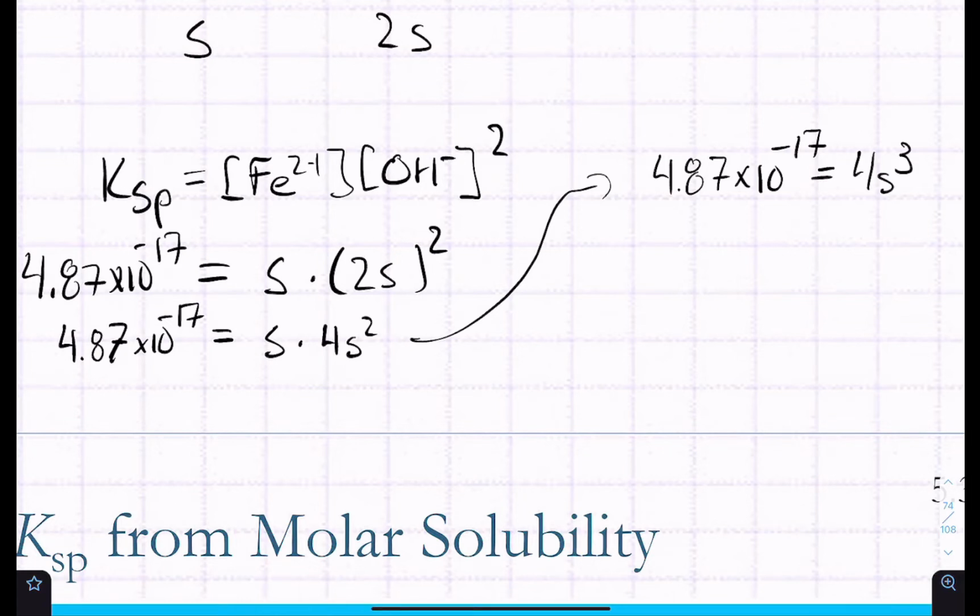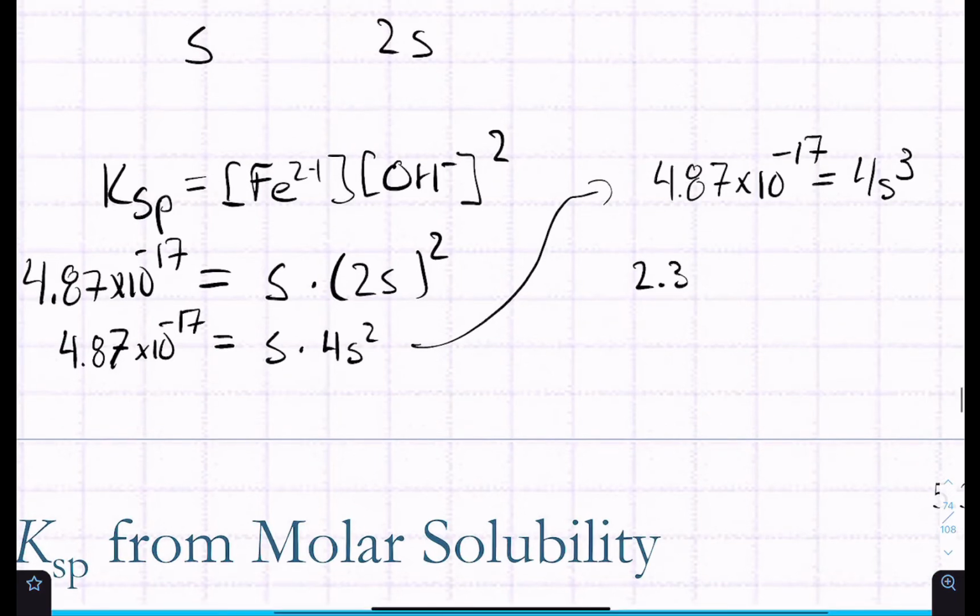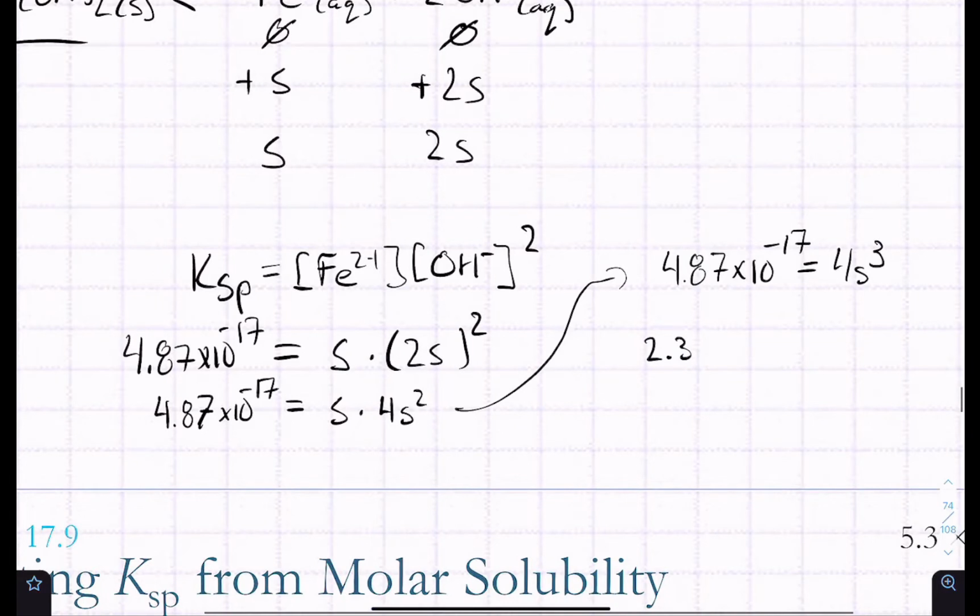So if you take 4.87 times 10 to the negative 17, divide by 4, and then take the third root, 2.30 times 10 to the negative 6 molar equals S, or our molar solubility.